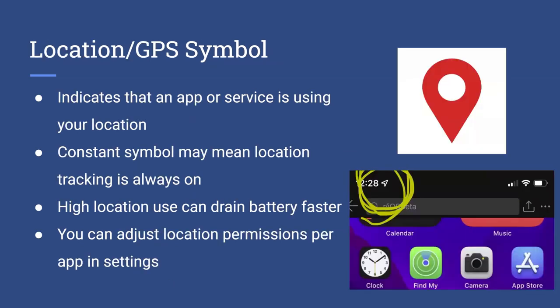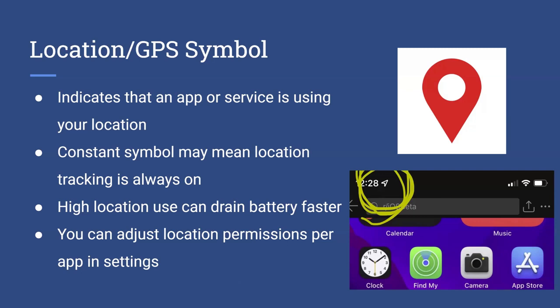So anyway, location or GPS symbol. On iPhones, you can see sort of a little arrow, like a compass maybe, something like that. You can see it in the photo. It looks like a tiny little arrow. That basically indicates that an app or service is using your location.